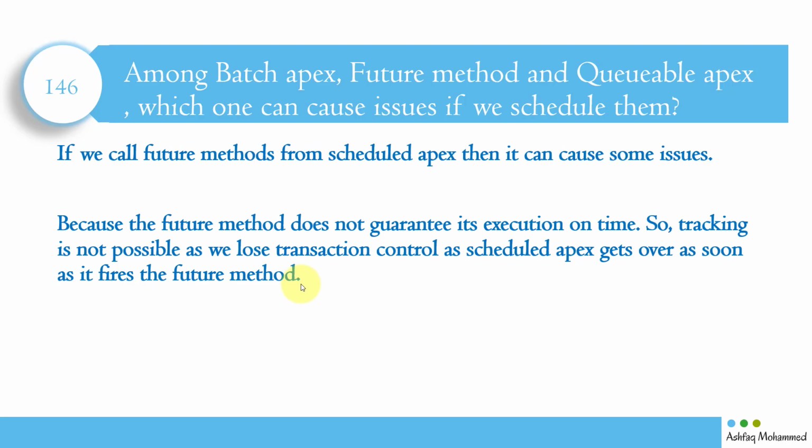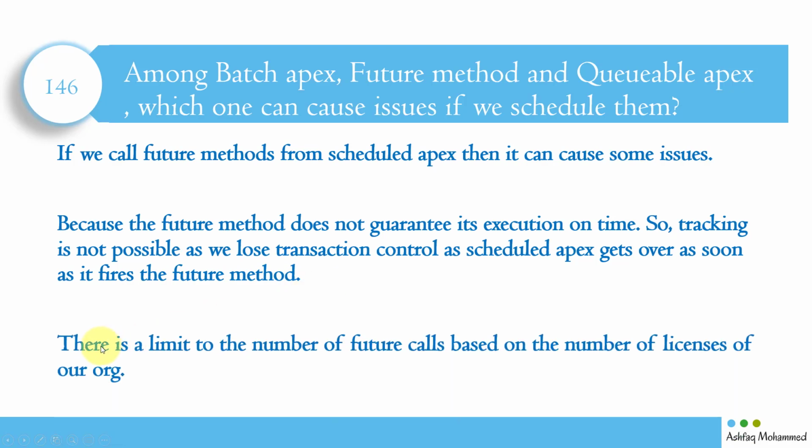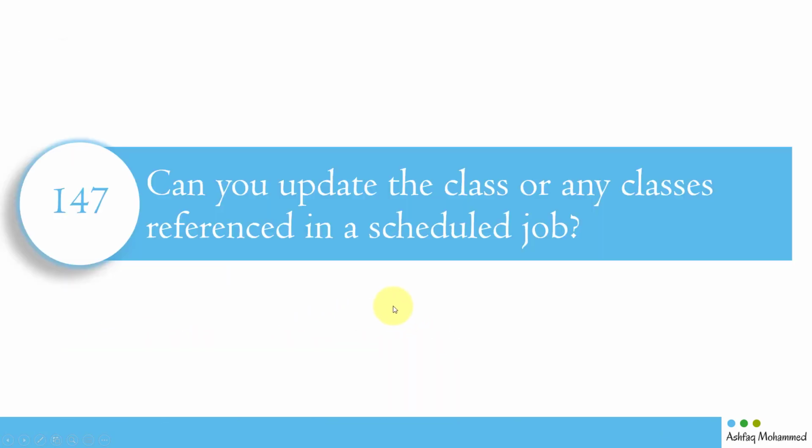Okay, so there will be two transactions here. One transaction or thread will be for the actual scheduled class, and another thread is created for the future method. We don't have control over the future method, so we cannot monitor it. That is the reason it might cause some problems. There is also a limit to the number of future calls, based on the number of licenses of our org. So don't run future methods from the scheduled class.